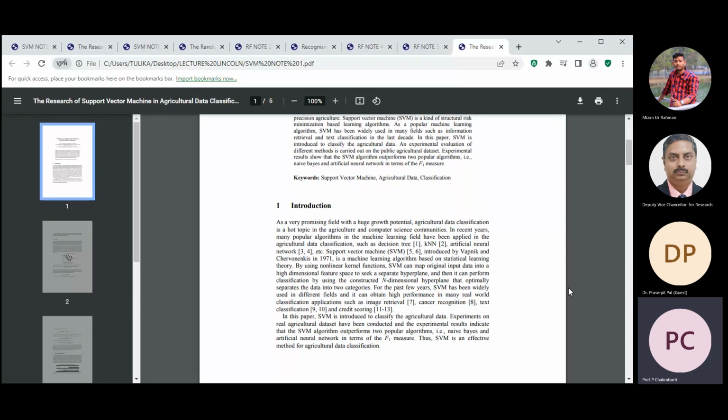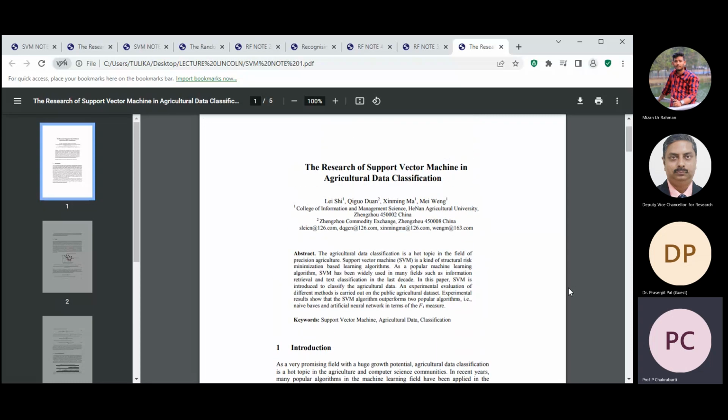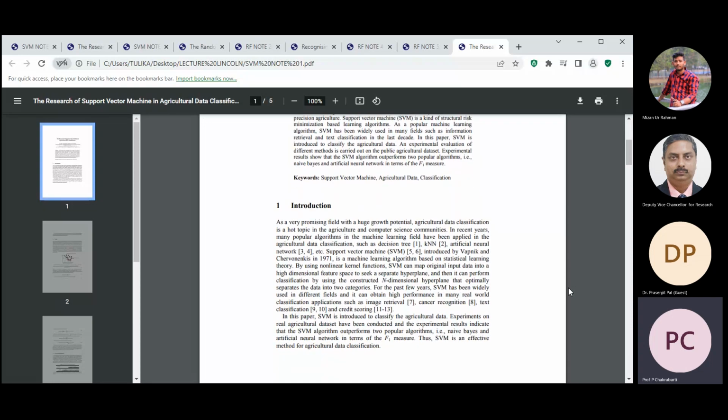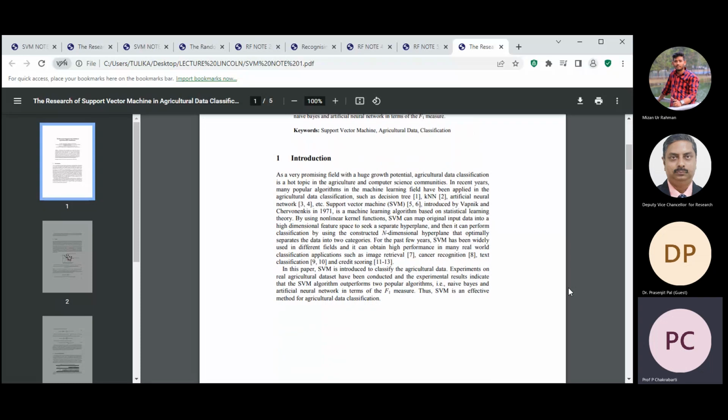Now see, in this particular work, the machine learning methods they have used are the decision tree, KNN and also artificial neural network. Here the SVM they have used on the basis of a nonlinear kernel function. Now why is it so?